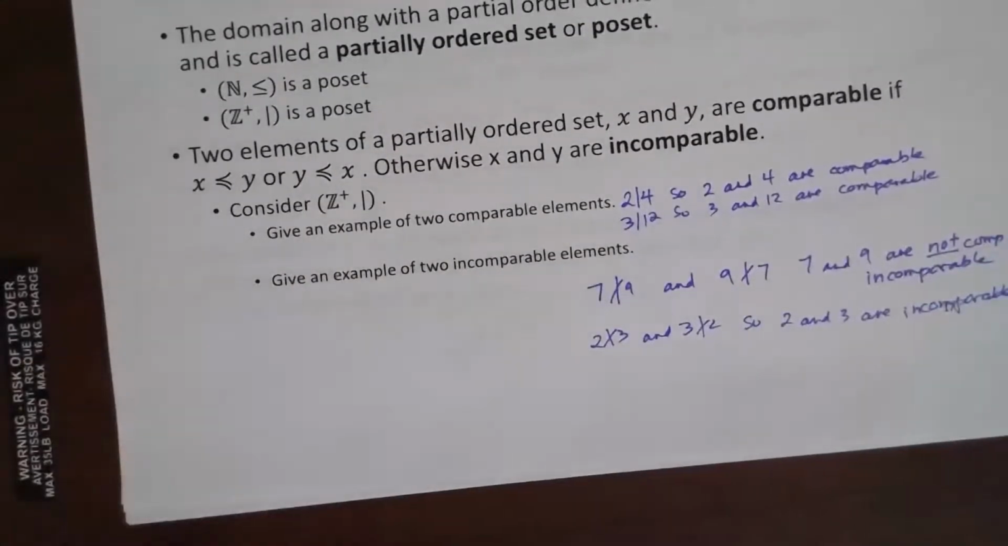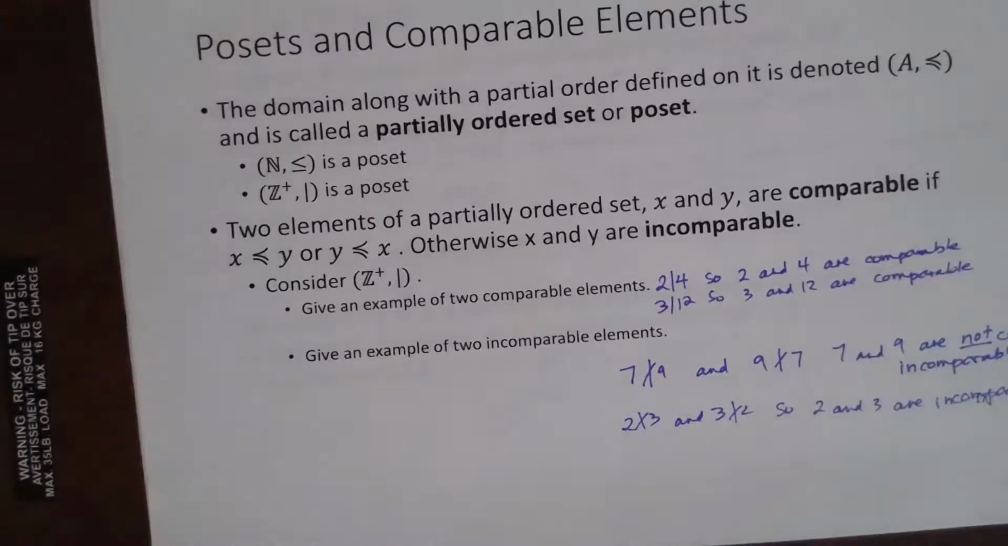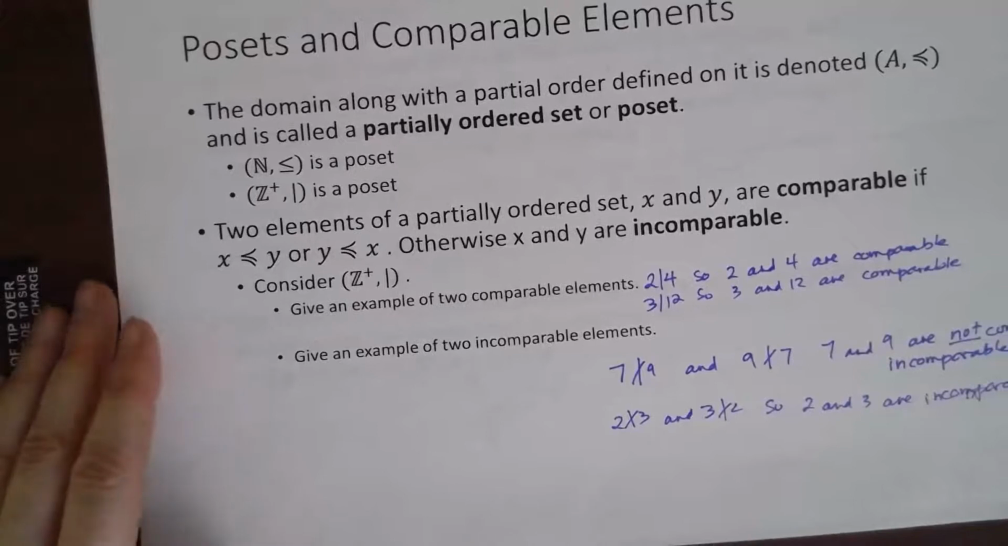So we have a partially ordered set, and that's kind of the idea of them being partially ordered. Sometimes there's an order between the elements in the set, but sometimes there isn't an order. So they can't be compared, so we can't say what order they're in. So that's a partially ordered set.